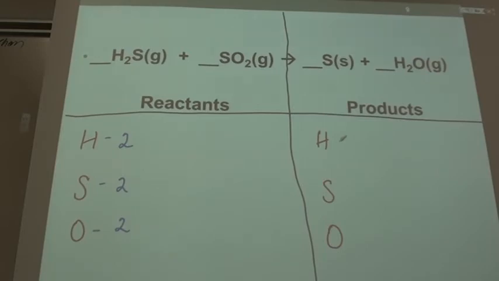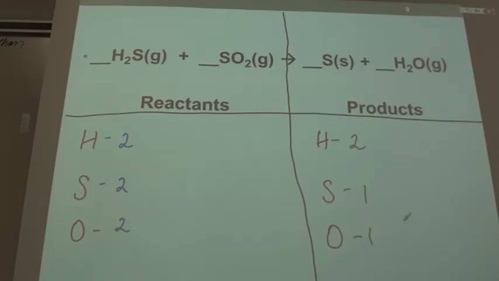Let's go to the product side. How many hydrogens do I have? 2. How many sulfurs do I have? 1. How many oxygens do I have? 1. Is this a balanced equation? No, because while 2 equals 2, 2 and 1 are different and 2 and 1 are different.